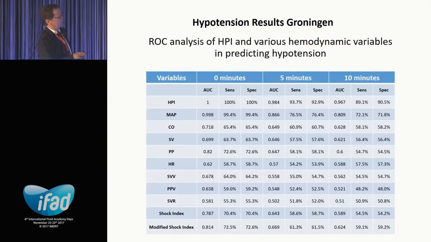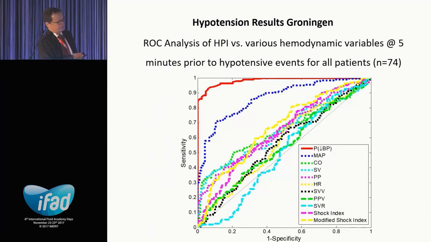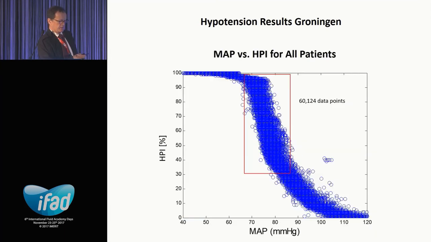with this new variable. And we compared it also with other variables that you might think of as useful, like cardiac output, stroke volume, the dynamic variables, and all of them don't perform as well as the hypotension prediction index, as shown in this ROC analysis curve. You can choose here the one that you like to use in your daily practice, but all of them are much less than this hypotension prediction indicator.